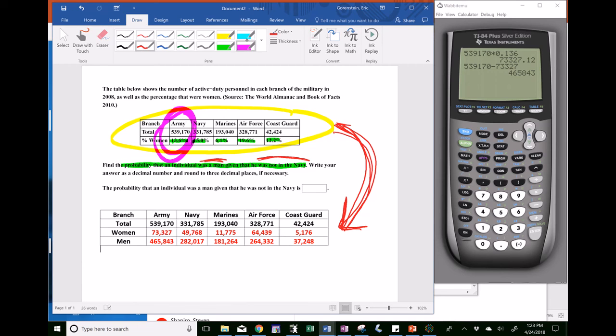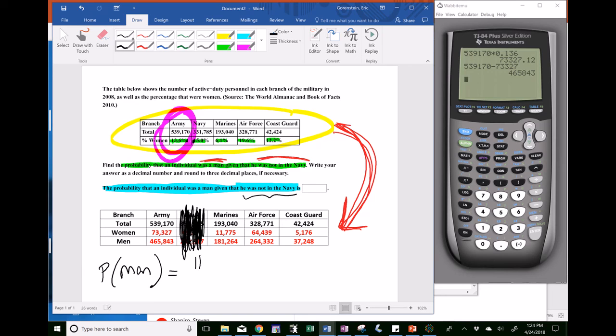So now let's go to the question. The probability that an individual was a man given he was not in the Navy. Okay, so we assume this is true. This has already happened. We know the person's not in the Navy. So let's get rid of Navy. So now the probability person is a man given he's not in the Navy. So we're eliminating those men and women in the Navy. So now the probability of a man is, well, the total number of men divided by the total number of people.